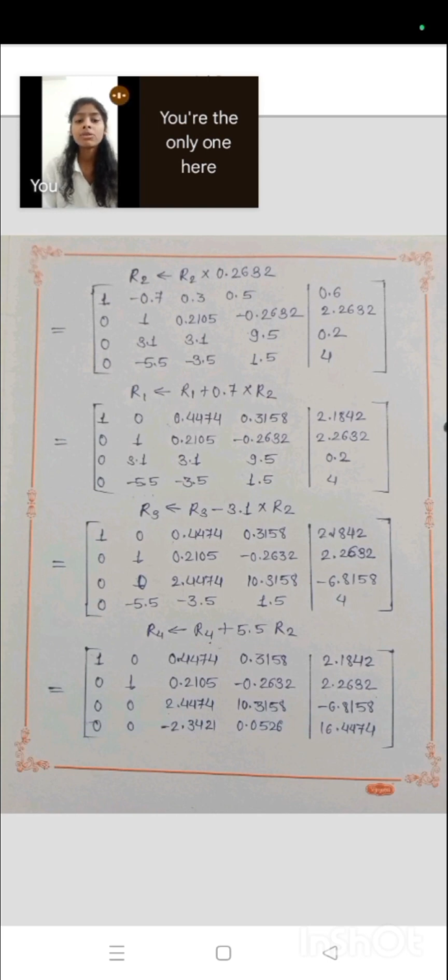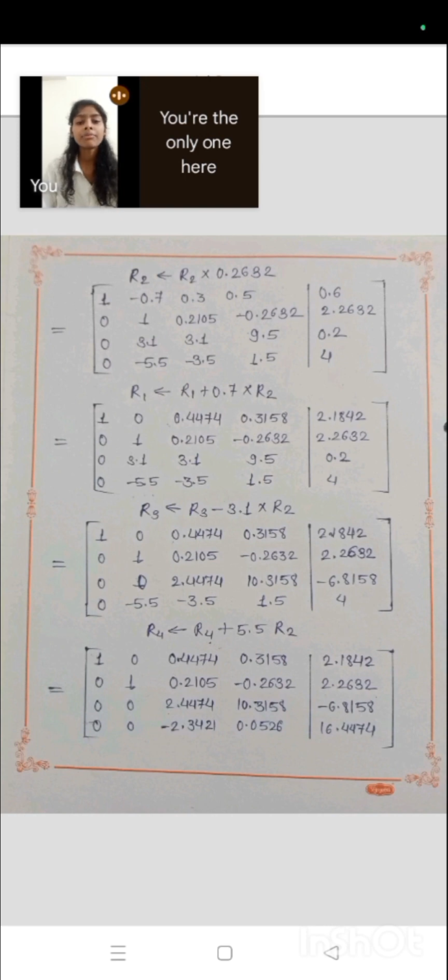And again we put the operation in R1. Here the R1 value is 0.3 and R2 value is 0.2105. So we solve the operation in these values, and we get 0.4474. R1 value is 0.5 plus 0.7 into R2 value is minus 0.2632. We multiply this and solve the equation, and the value will be 0.3158.